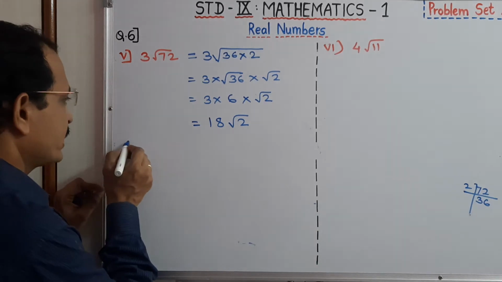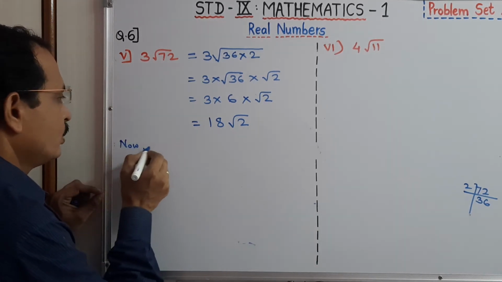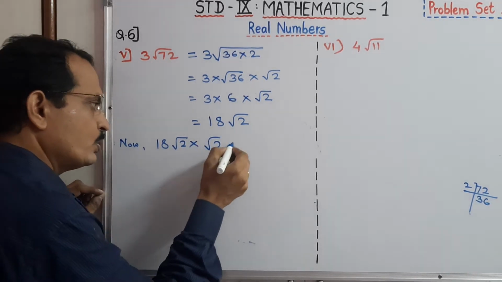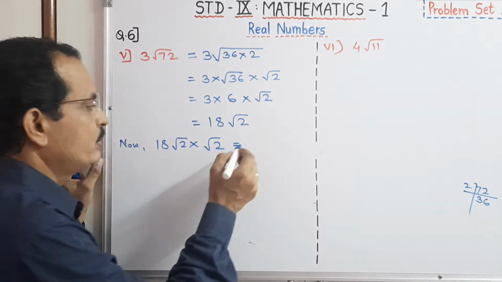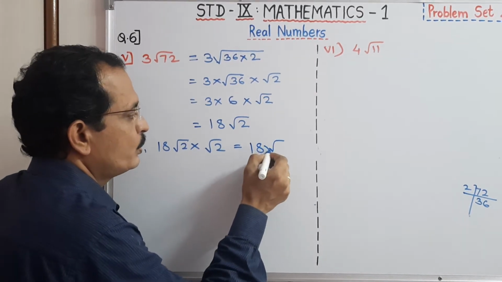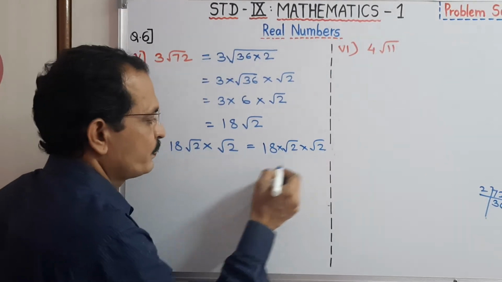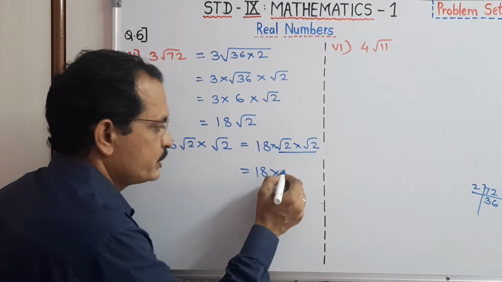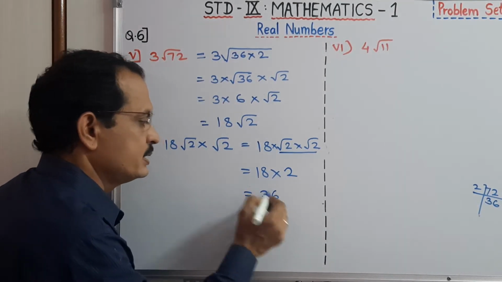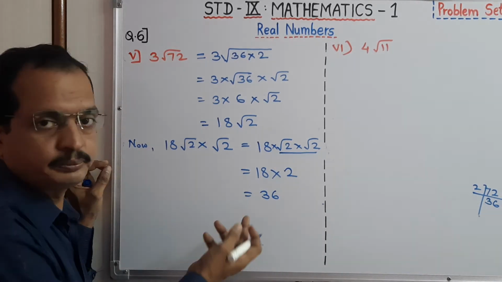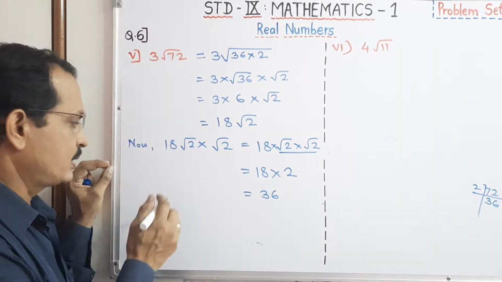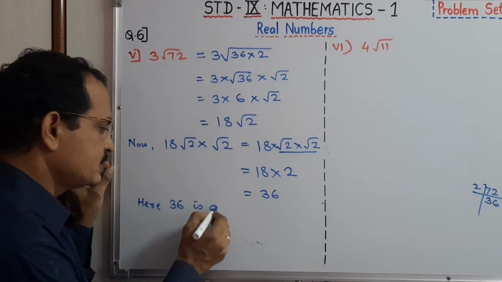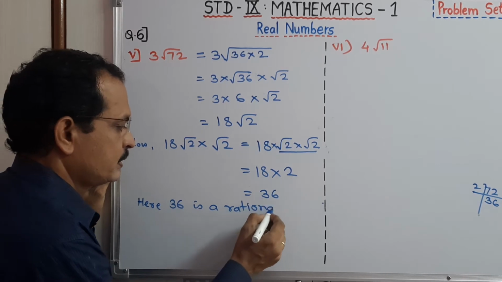Now for that purpose we can write here, 18 root 2 is multiplied with root 2, then what will we get here? We will get 18 into root 2 into root 2. Then 18, as all of you know that root 2 into root 2 is 2, and here it is 36. Now 36 is a rational number. Therefore we write here 36 is a rational number.